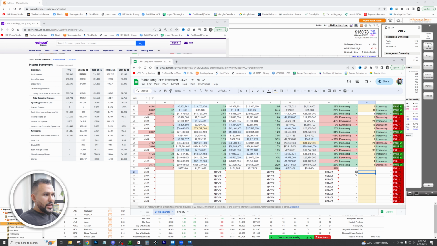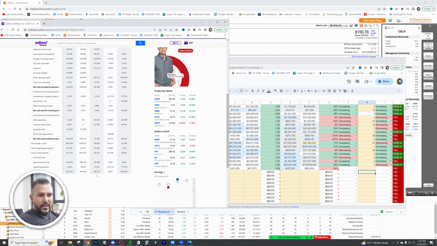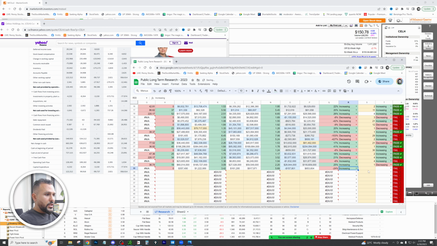And now we want to look at cash flow. Is it increasing or decreasing? We're going to come here and look at cash flow. So the last 3 years, minus 99, and currently sitting at 122. So cash flow is actually increasing here.